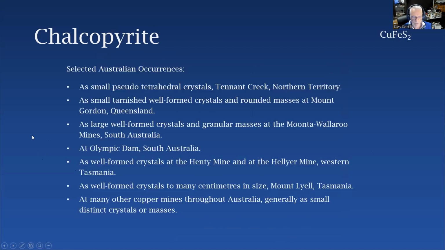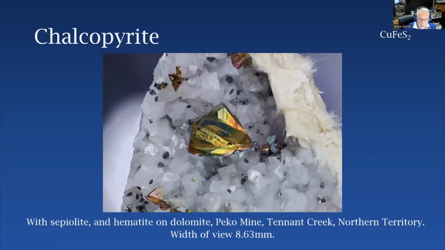Chalcopyrite is probably the best known copper sulfide, and it's very widespread, but mostly non-crystallized. But we do get good crystals in some areas, and we'll see a few of those, particularly at places like Mount Lyell. So this one's from the Northern Territory, the Peko mine at Tennant Creek. And we've got sepiolite here, dolomite being the base, and little hemimorphite crystals, hematite crystals on the dolomite as well.